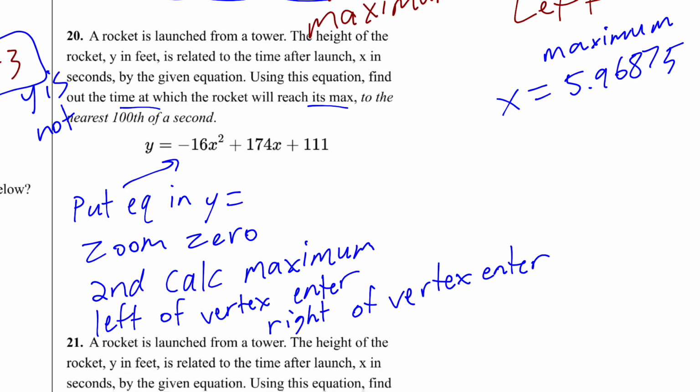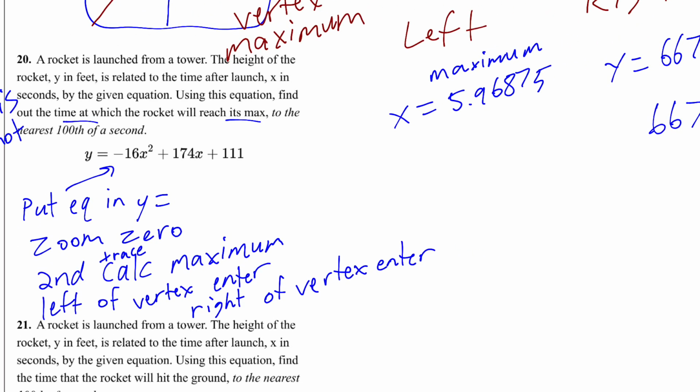First we put the equation in y equals, we press zoom 0, and then we're going to press second trace, which is the calculate menu, and we're going to choose maximum. Then we're going to go left of the vertex, press enter, right of the vertex, press enter, and what you will get is your calculator will show this screen.